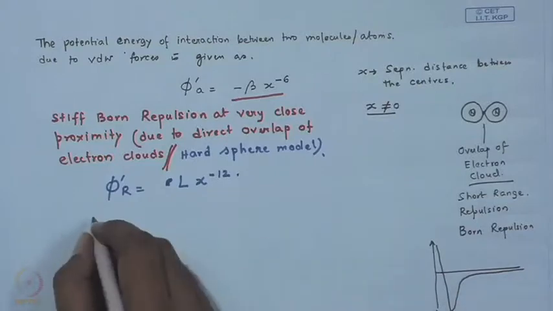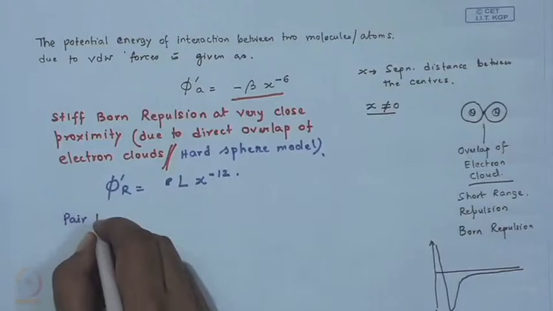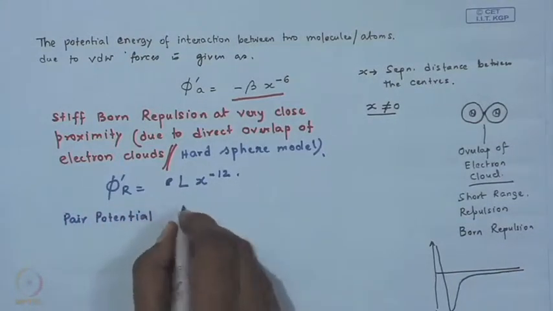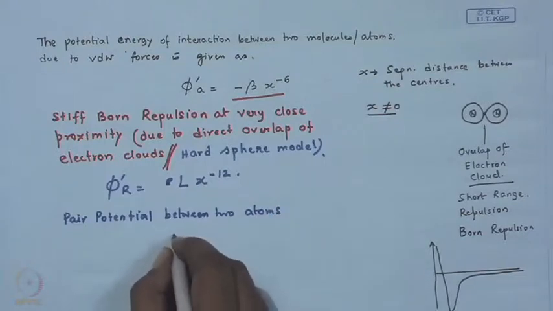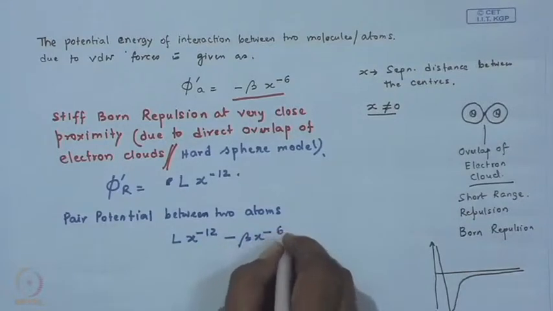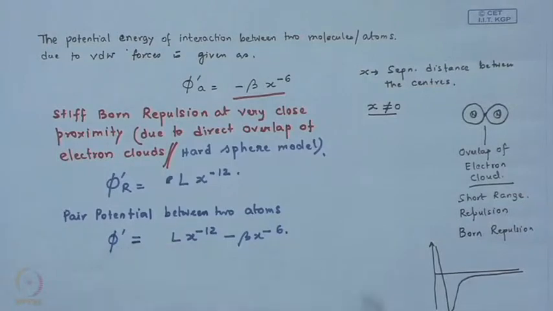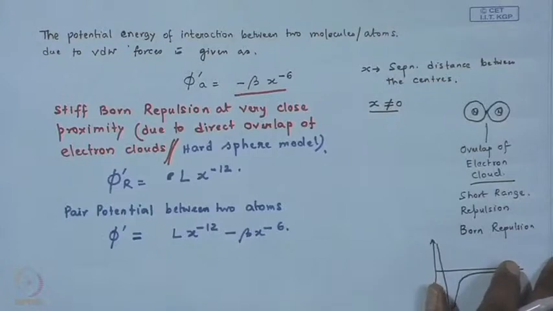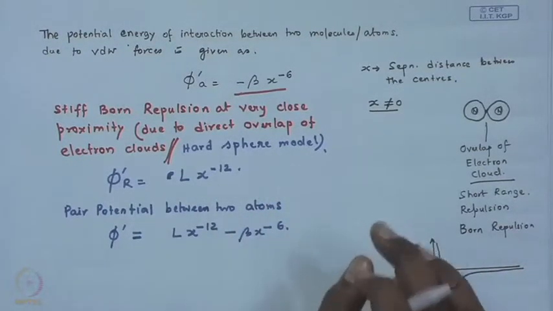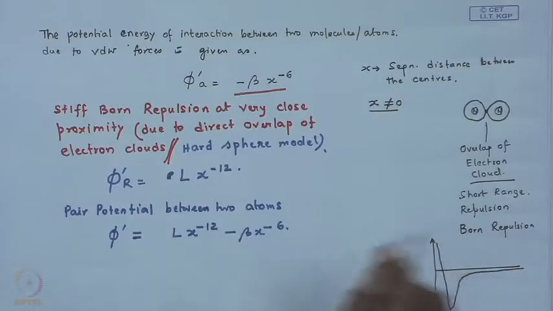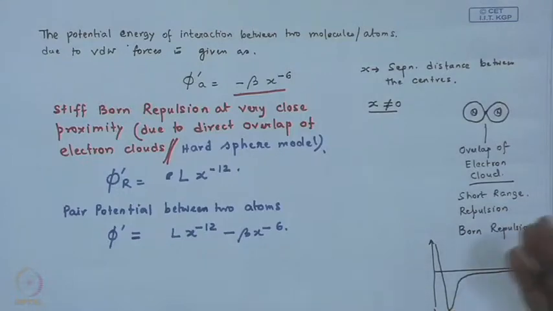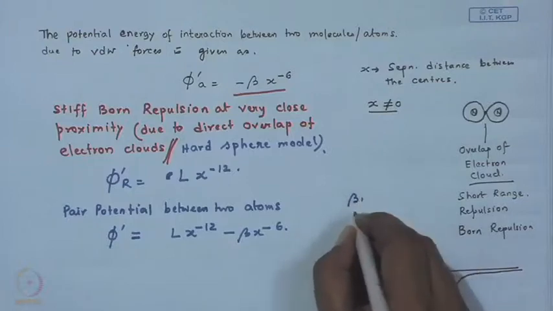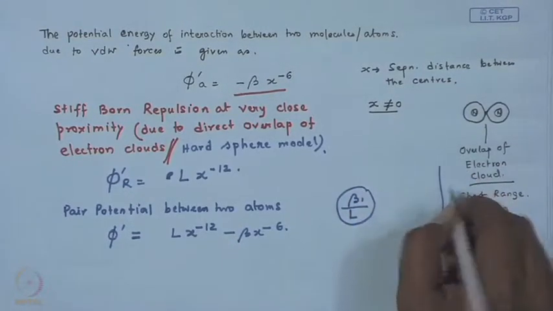So, the pairwise potential, or as we will be referring to it, pair potential between two atoms is given as L... We use the term phi dash. This is the pairwise potential energy of interaction between two molecules or atoms, whether they are of the same species or of different species. Depending on species to species, how the properties of individual atoms, individual molecules, their molecular radii come in, that comes in through these two constants beta and L. So, these are material specific constants.